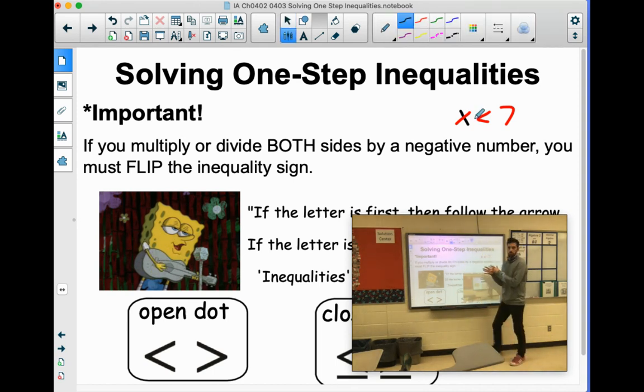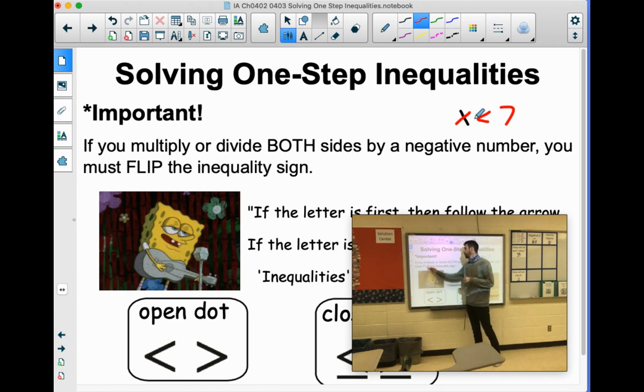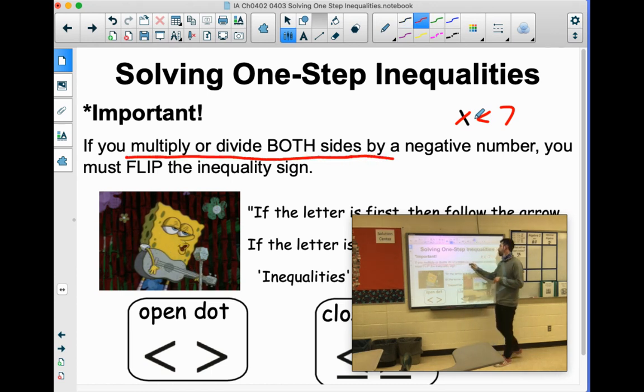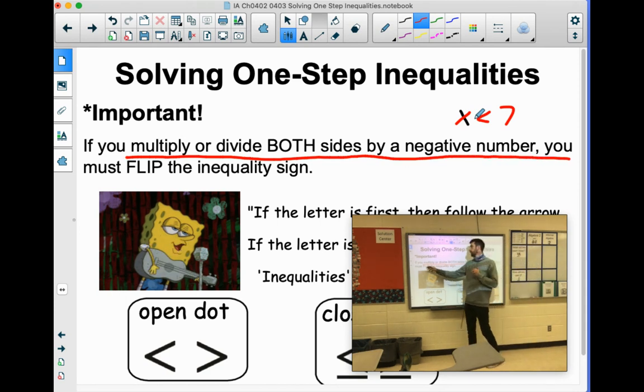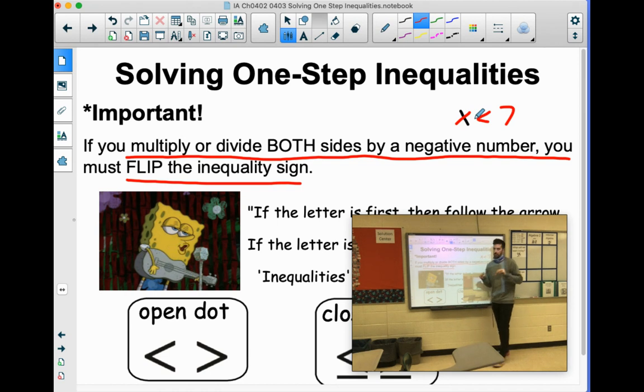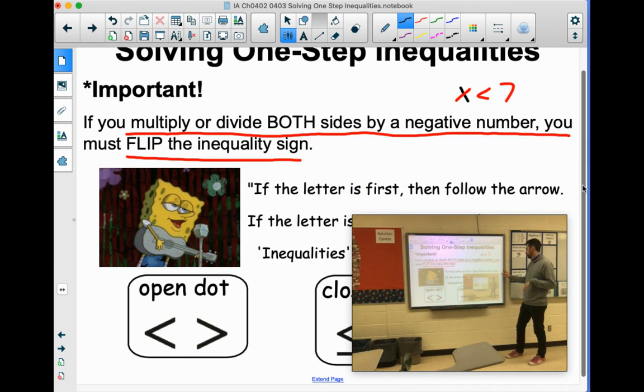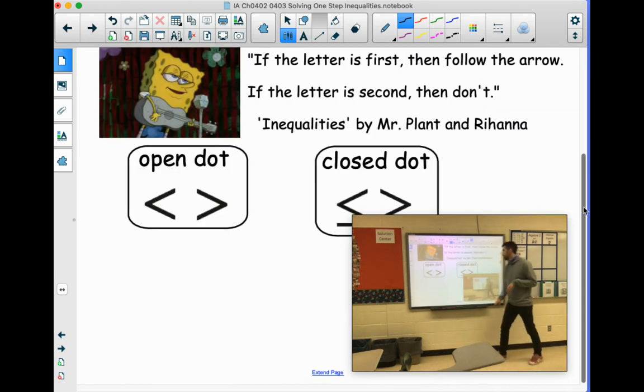But here's the one important thing when you're solving inequalities. If you multiply or divide both sides by a negative number, you have to flip the inequality sign. So that's the tough part to remember. Only when you multiply or divide both sides by a negative. So check this stuff out.